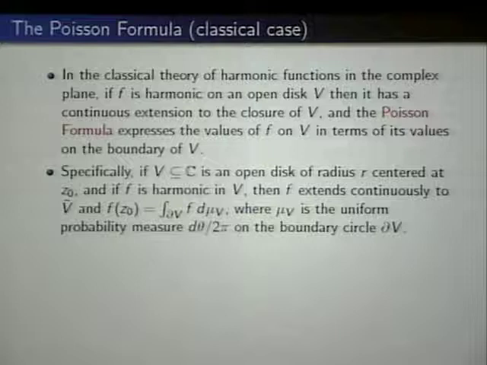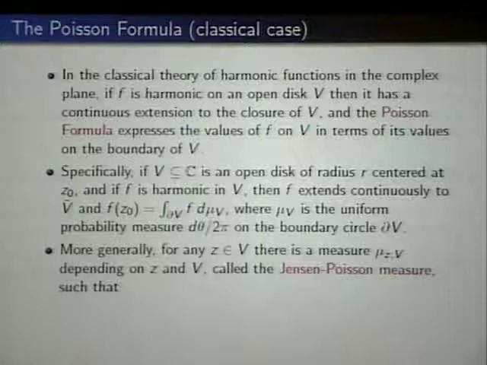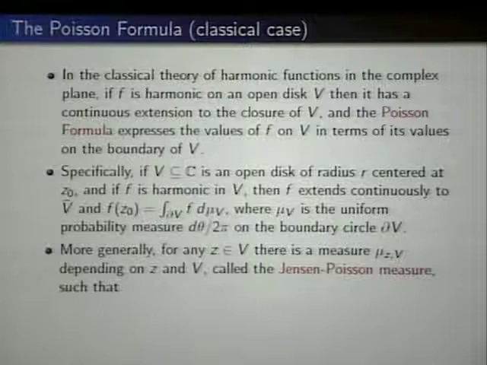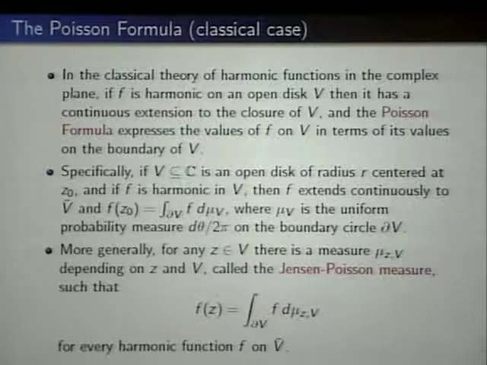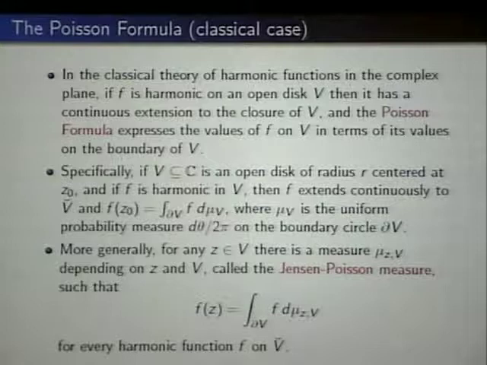Now, in general, if you have a point that's not the center of the disk, there's still a Poisson formula, but it's some kind of a weighted average of the boundary values. So there's a measure that depends only on the point and on the disk, called the Jensen-Poisson measure, for which the value of any harmonic function f at z is just given by integrating f against this boundary measure. So this is very classical stuff.